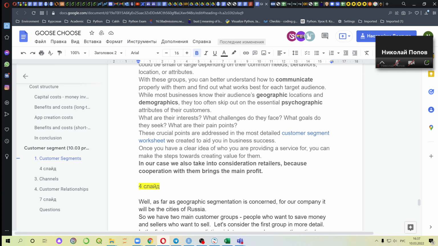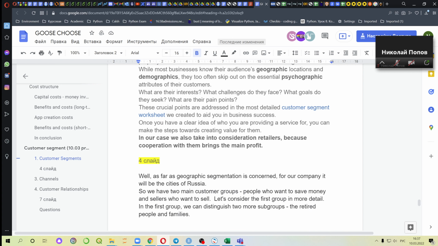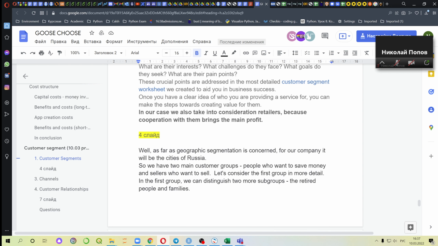While most businesses know their audiences' geographical locations and demographics, they often skip out on the essential psychographic attributes of their customers. What are their interests? What challenges do they face? What goals do they seek? And what are their pain points? These crucial points are addressed in the detailed customer segment worksheet we created to complete this analysis. As far as geographic segmentation is concerned, for our company, it will be the cities of Russia.